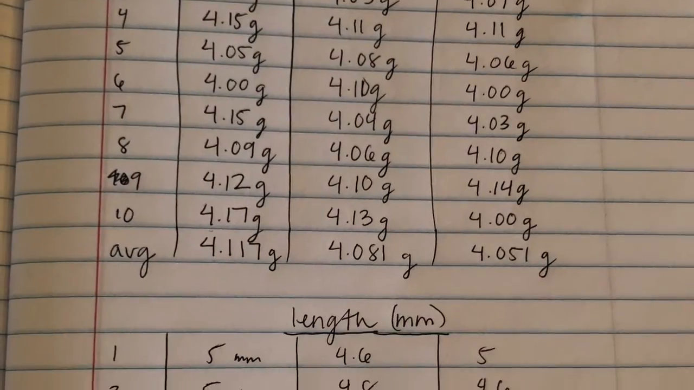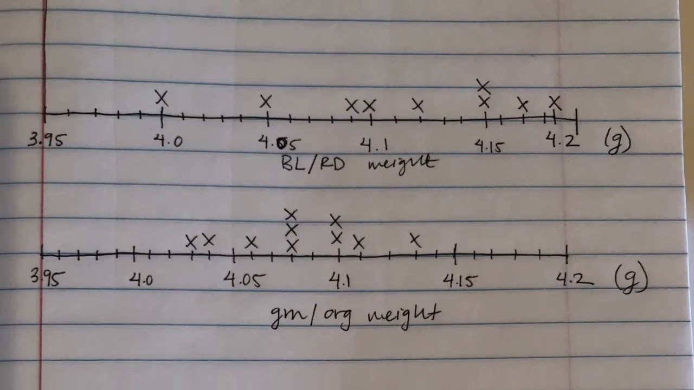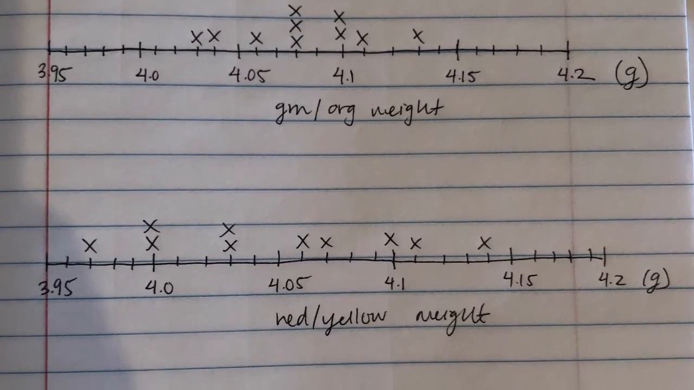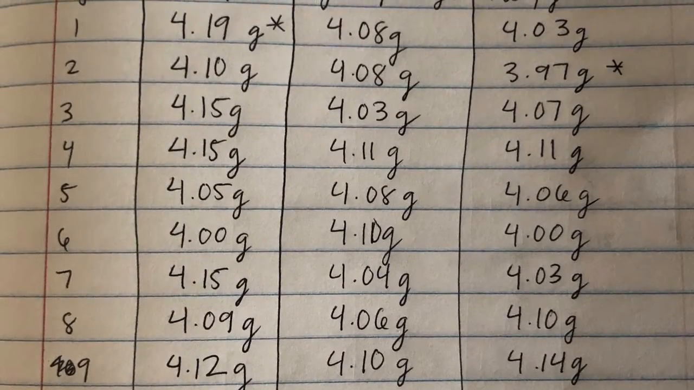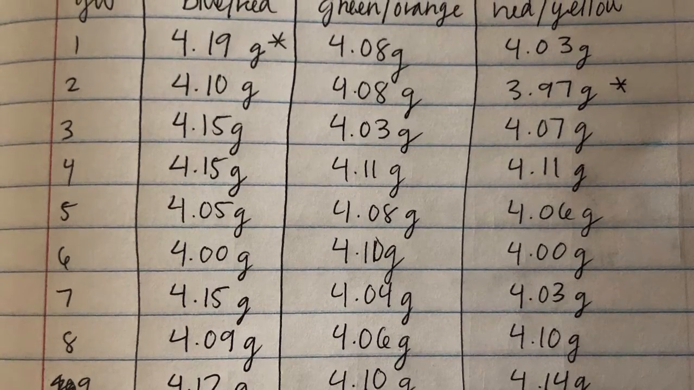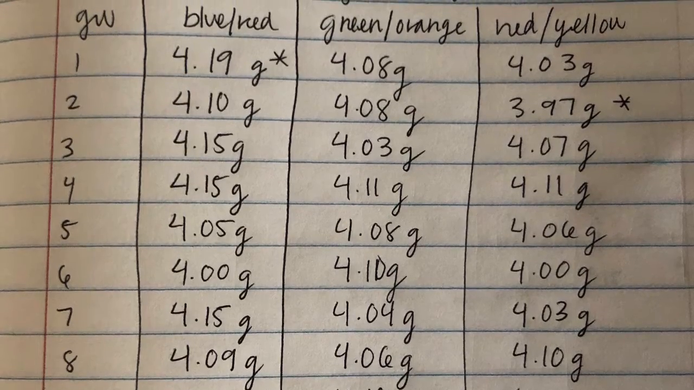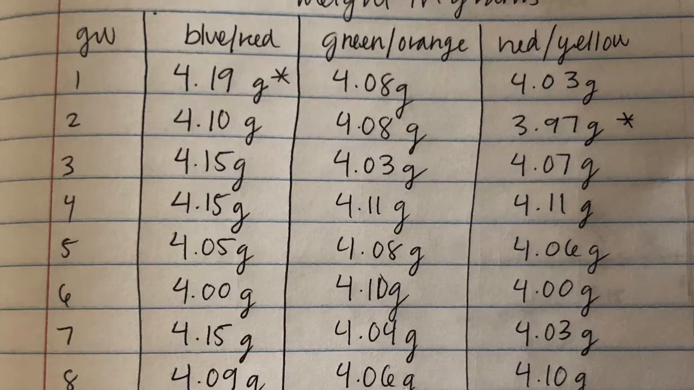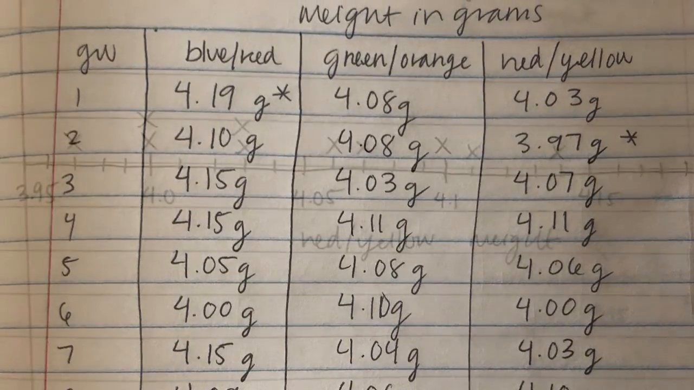This is just a quick snapshot of the data tables that I made while measuring mass and length. And this is a quick example of my graphs that I made from my data table for each of the colors. To make your data table, you're going to count out 12 rows in your notebook. The first row will be what you're measuring. First will be gummy worms, and then blue-red color, green-orange color, red-yellow color gummy worms. And then going down the column in the gummy worms, you're going to label it 1 through 10 and leave an extra space for the average.